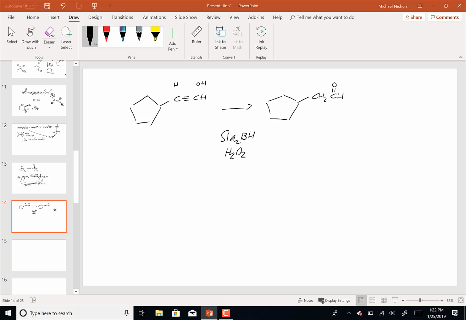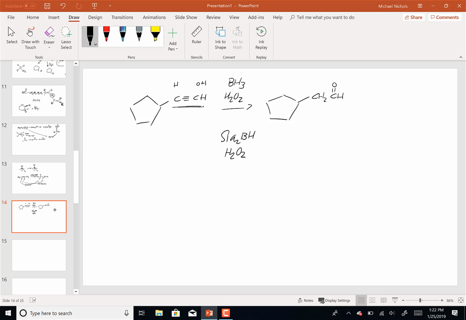What we would have used last semester was, instead of Sia2BH, BH3. So last semester we used BH3 and H2O2. I would accept that reagent, but the difficulty here is that because the triple bond is linear, there's not a lot of steric hindrance because the BH3 is small. Remember, we want the BH3 to add to the less sterically hindered carbon. And a triple bond, since it's linear, doesn't have a lot of steric difference between those two.